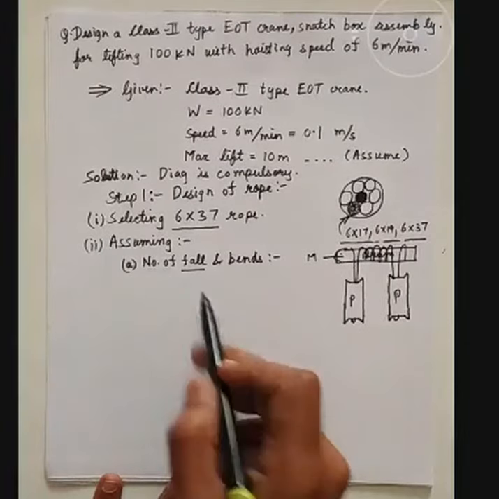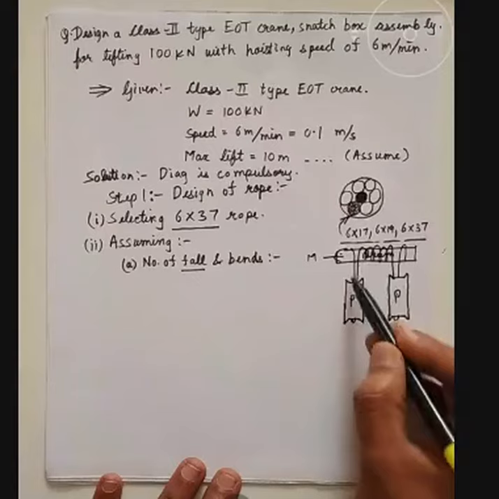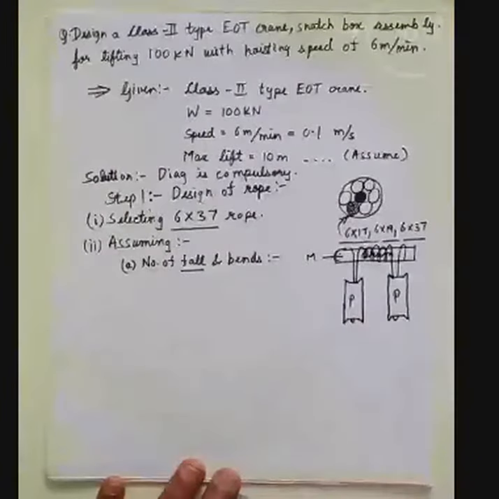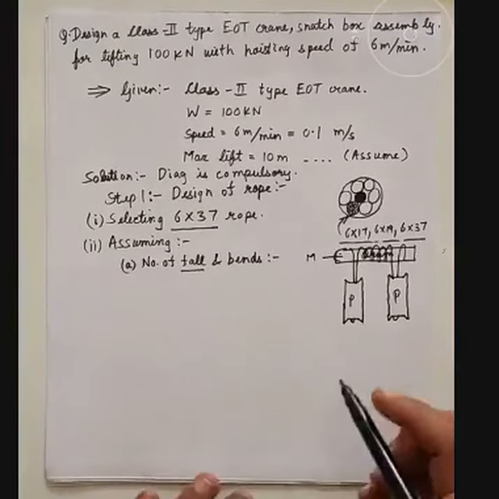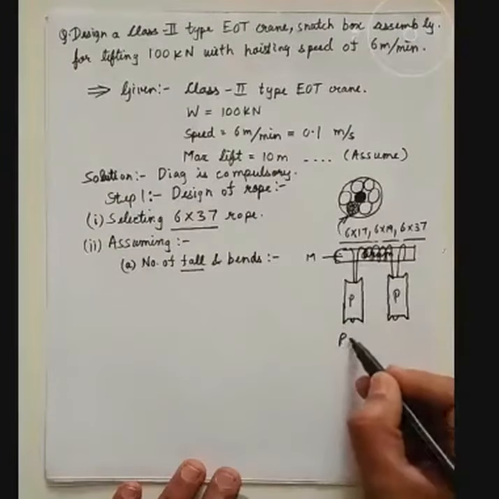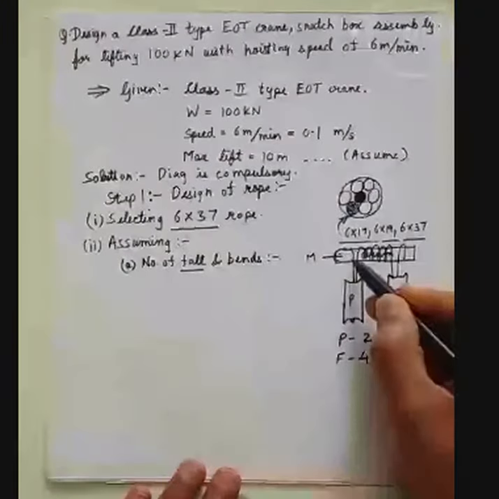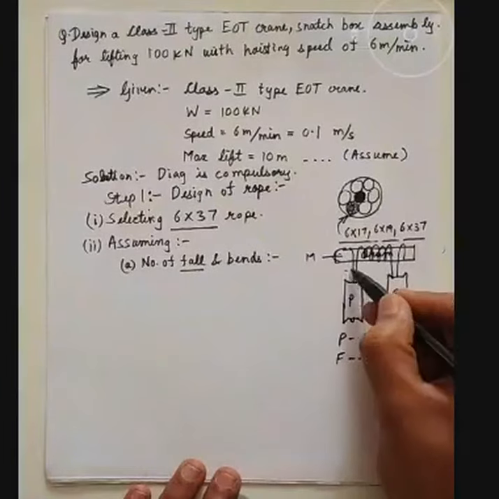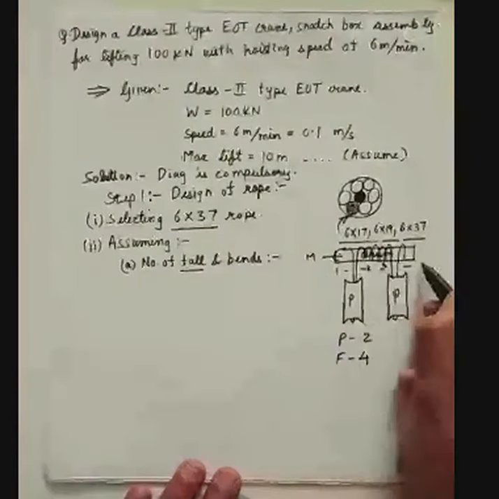So how many falls are there? Here you have to see how many times the rope is coming down and going up. Just count how many times you can see the wire between the drum and the pulley. If there are two pulleys, falls will be 4. Once it is coming down, once it is going up. So this is 1, this is 2, this is 3, this is 4.